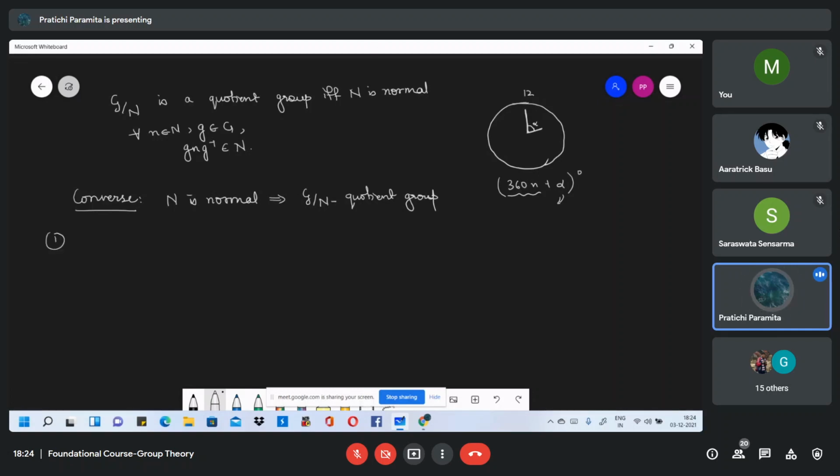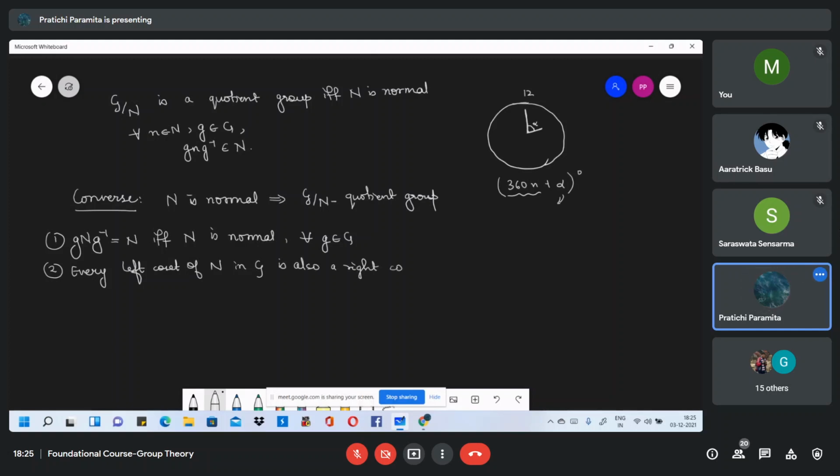So for this, we'll prove two things. One is gNg inverse is N if and only if N is normal, for all g in G. And every left coset of N in G is also a right coset of N in G when N is normal. If we prove these two things, then we have proved our claim.